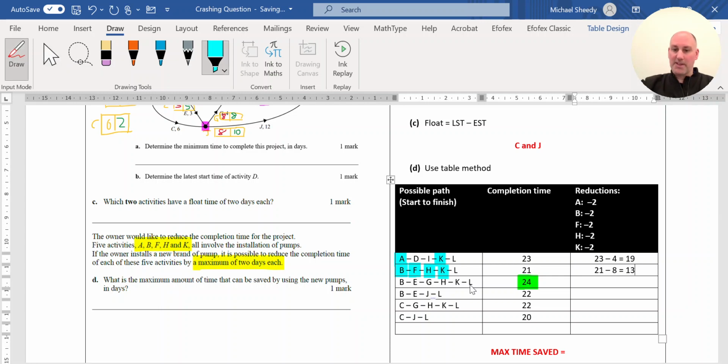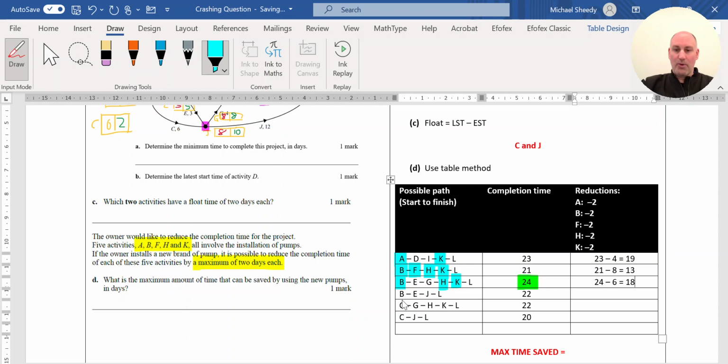Repeat the process for the next path. So we have BEGHKL. Identify the activities we can reduce. So B, yes. E is not listed. G is not listed. H is listed. K is listed and L is not. So this is 3 activities that can be reduced, and each one can be reduced by a max of 2. So we assume we will subtract the max. So that's 6. 24 takes 6, gives us 18 as the new completion time of that path.